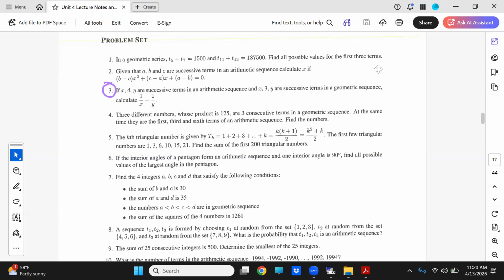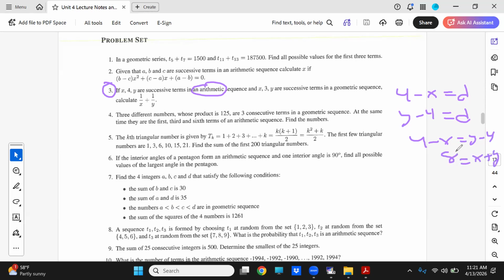Okay. So if these are parts of an arithmetic sequence, I know 4 minus x equals d, right? I also know y minus 4 also equals d. Does that make sense? So 4 minus x must equal y minus 4. If I clean it up, x plus y equals what? 8. So you want to start by doing something like that.